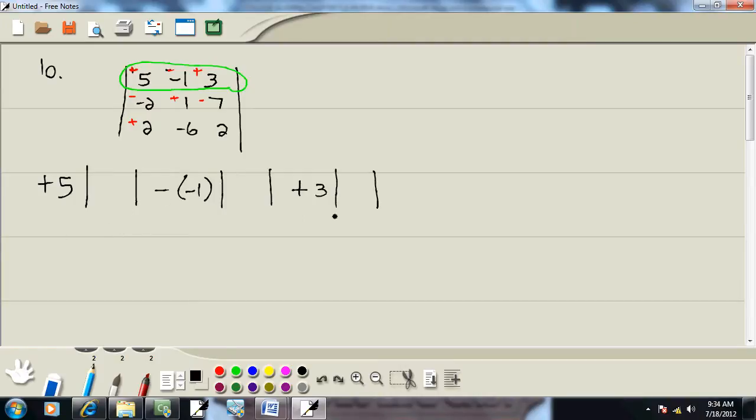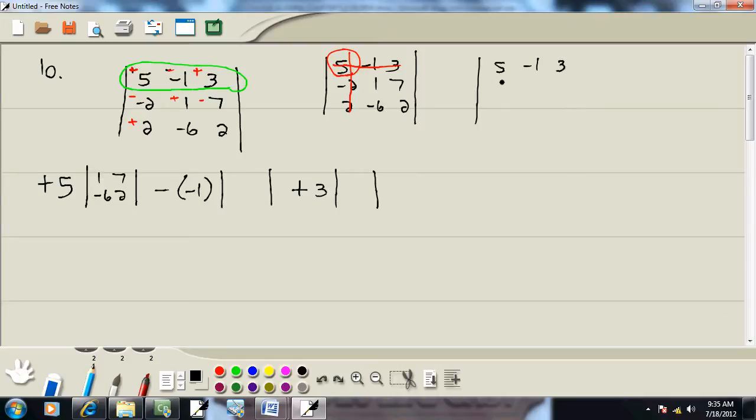Now to figure out what goes in these, I'll do this over here on the side. For our first one, the 5, I'm working with a 5. I cross out the row and column it's in, and what's left is what goes inside this determinant. So 1, 7, -6, 2.